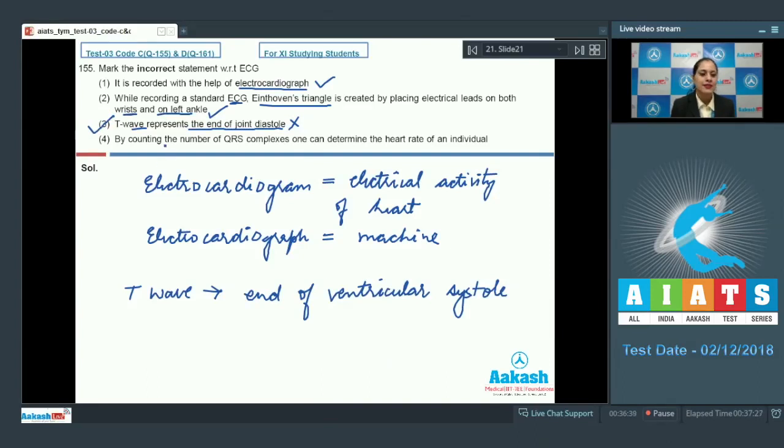Now the last statement is, by counting the number of QRS complexes, one can determine the heart rate of an individual, and this is also a correct statement but cannot be a correct answer to our question. So the correct answer to this question is option number 3. Let's discuss our next question.